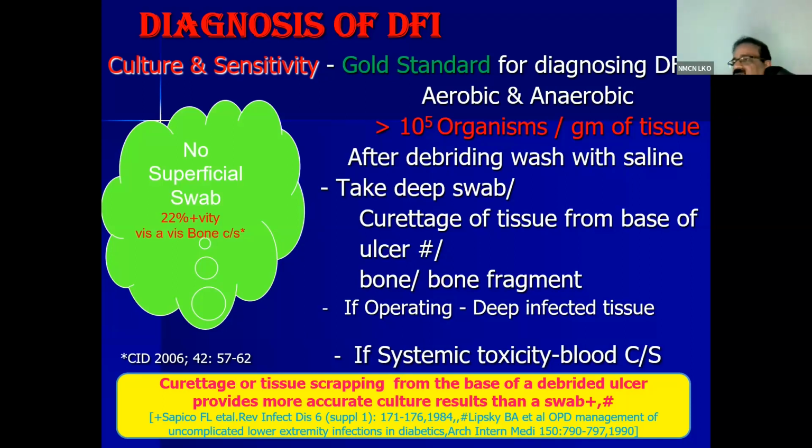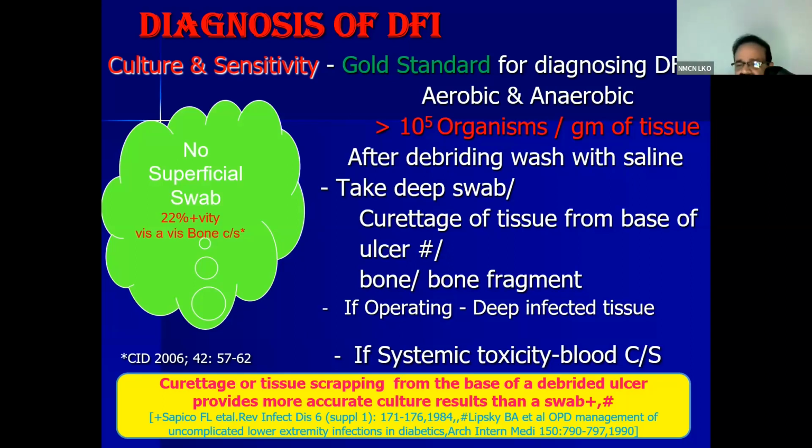So always, first of all, do superficial debridement, wash it with saline, and then take a deep curettage or deep tissue from the ulcer and send it for culture. In my clinical practice, I have seen that this type of culture technique brings a positive result almost every time. You can find out the type of organism, accordingly find the sensitivity, and start the antibiotic. So this is a very important thing to remember.